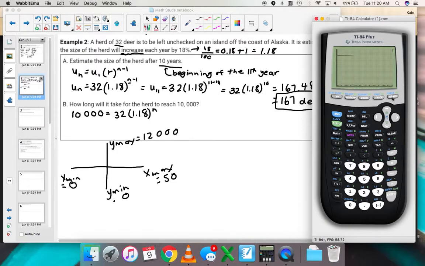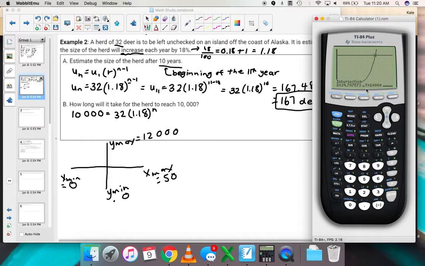Let's take a look at what that looks like. So here's when population is going to equal 10,000. That's our y1. And here's y2, that 32 times 1.18 to the power of x. And what we want is the intersection point. So we're going to go to second function trace, intersect. And we're going to hit enter 3 times. 1, 2, 3.